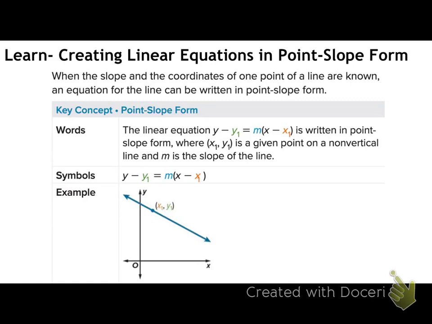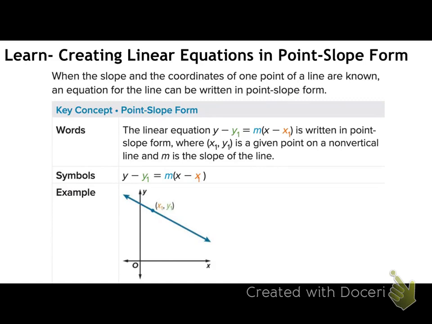For point slope form, what two things do you think I need to write an equation in point slope form? Well, look at the title of it. A point and a slope. So, not necessarily just the y-intercept now. I can use any point to create an equation in point slope form, and I still need the slope. You're going to need the slope no matter what. So when the slope and coordinates of one point of a line are known, an equation for the line can be written in point slope form.